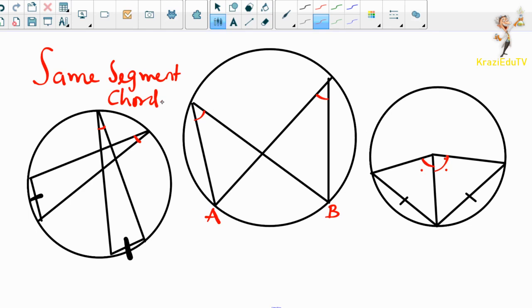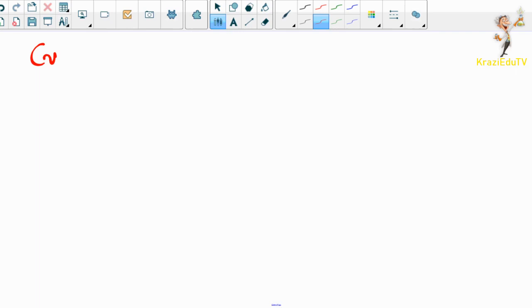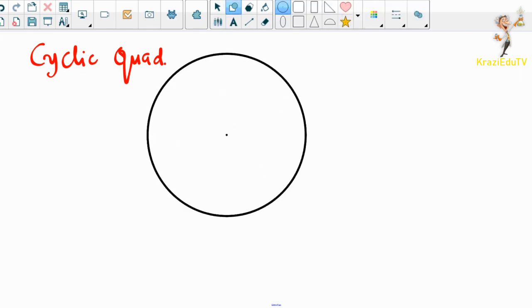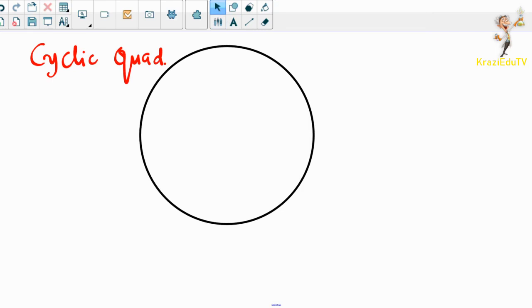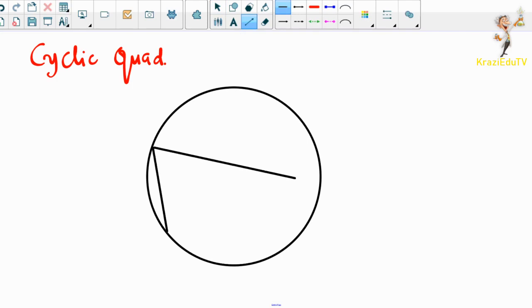So that is the D in our word. The next one, C, cyclic quadrilateral. Here there are three theorems, or three things that we should be looking at. Number one is to understand what a cyclic quadrilateral is. If I have a quadrilateral with four edges, and the four vertices touch the circle, then I am talking about a cyclic quadrilateral.